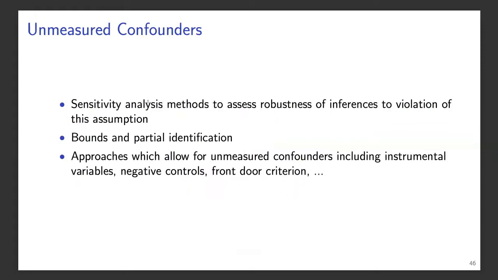There are sensitivity analysis methods that have been developed to assess robustness of inferences to violations of this assumption. People have also worked out bounds or sort of partial identification results. And then there are alternative approaches which rely on different assumptions in order to draw causal inferences. And it's sort of a trade-off. Maybe you're not willing to make the no unmeasured confounders assumption, but you are willing to make one of these other assumptions. So these include things like instrumental variables, negative controls, and the front door criteria.